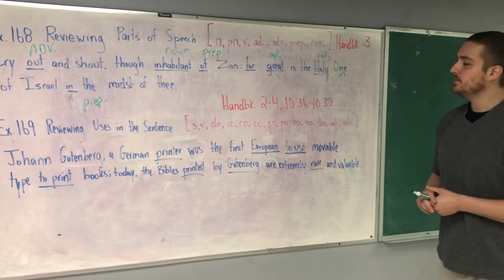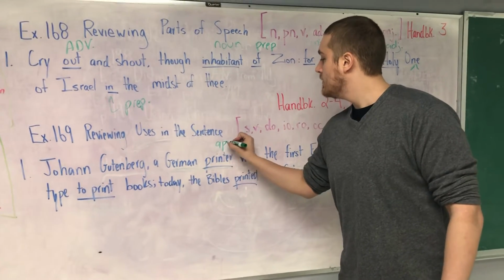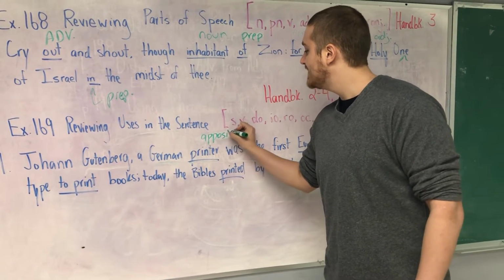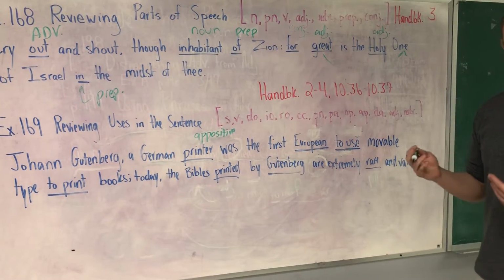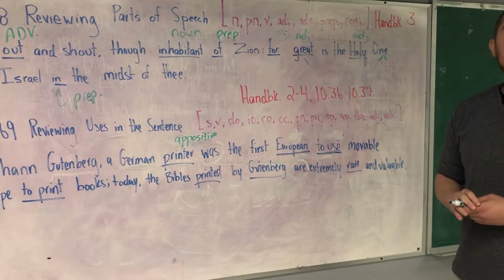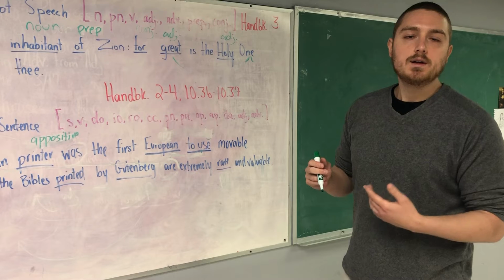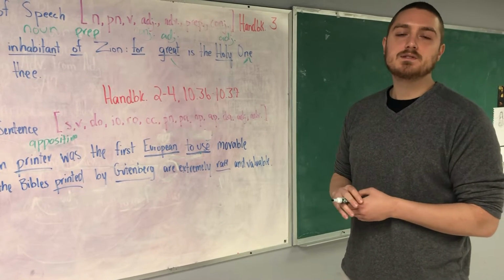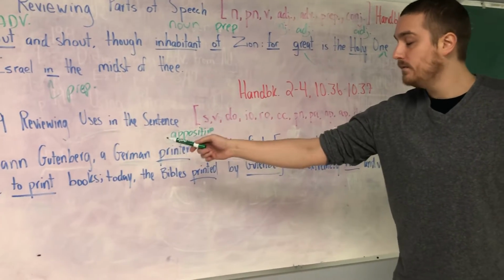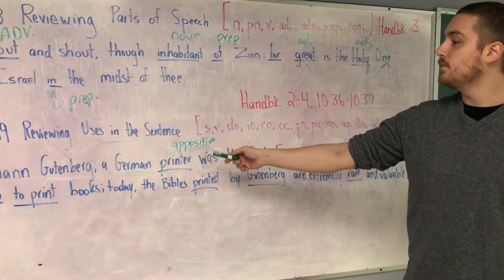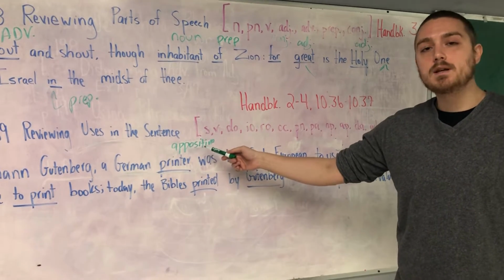A German printer, and we have to solve for printer. Printer is going to be an appositive here. Now remember, an appositive is any substantive that follows another substantive and explains or identifies it. Now it's easy to get an appositive confused with a predicate nominative because they're often renaming an earlier noun. The thing to remember is that a predicate nominative is always preceded by a linking verb. So in this case, we have no linking verb in between Gutenberg and printer, just an adjective, German. So printer is definitely going to be an appositive.